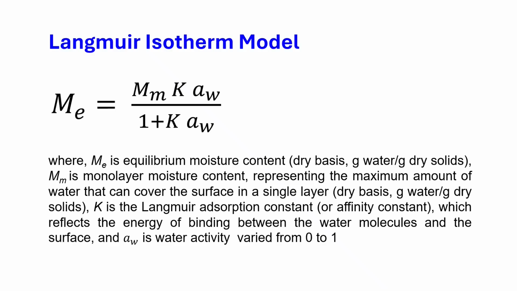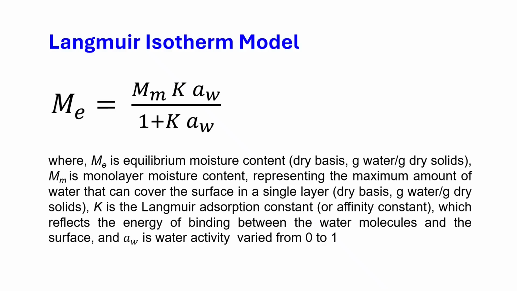Langmuir isotherm, which explained in the earlier slide how gases like water vapor form a single layer of molecules, that is a monolayer, on a solid surface. The Langmuir isotherm model is expressed as Me equals Mm K Aw divided by 1 plus K Aw, where Me is the equilibrium moisture content, dry basis, that is gram water per gram dry solids. Mm is the monolayer moisture content, representing the maximum amount of water that can cover the surface in a single layer, that is dry basis, gram water per gram dry solids.